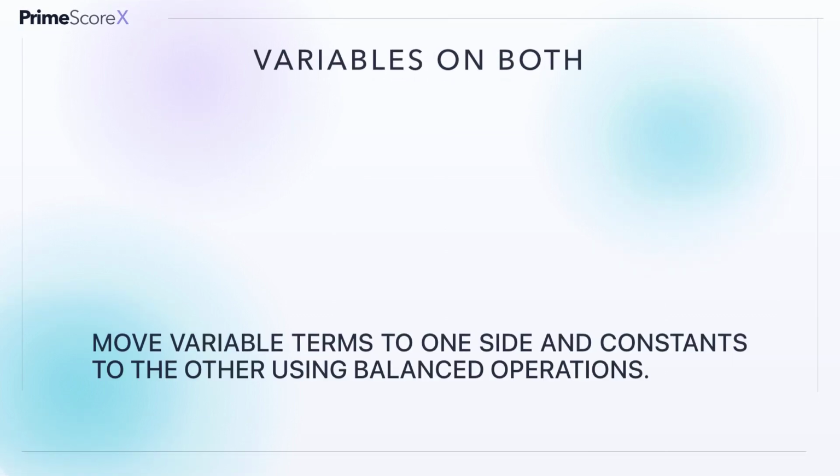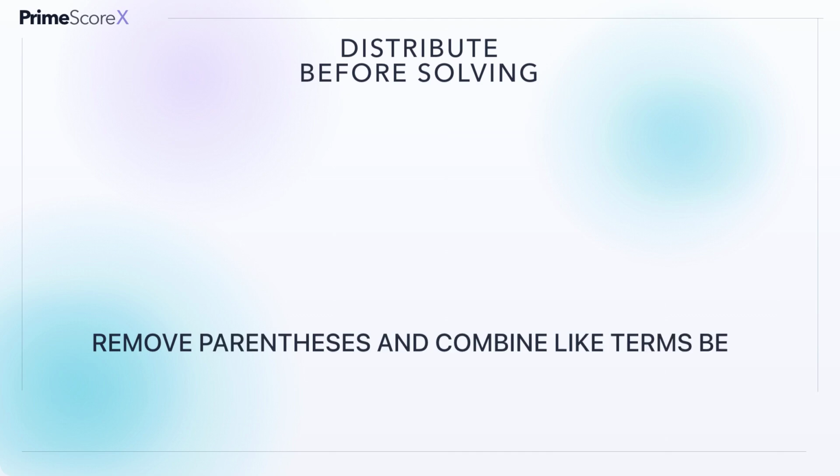Solve 5x plus 2 equals 2x plus 17. Subtract 2x from both sides to get 3x plus 2 equals 17. Subtract 2, then divide by 3. The solution is 5. You could move the smaller variable term or the larger one. Choose the direction that keeps the coefficient positive when possible.